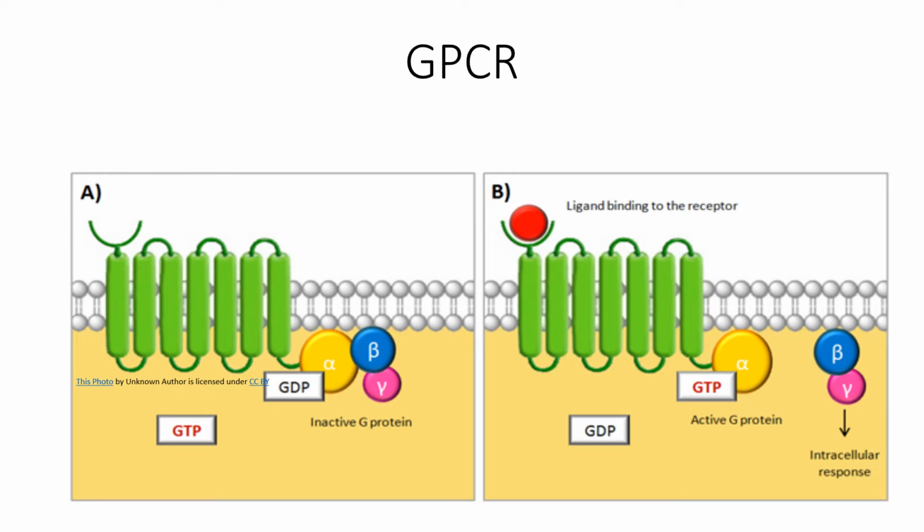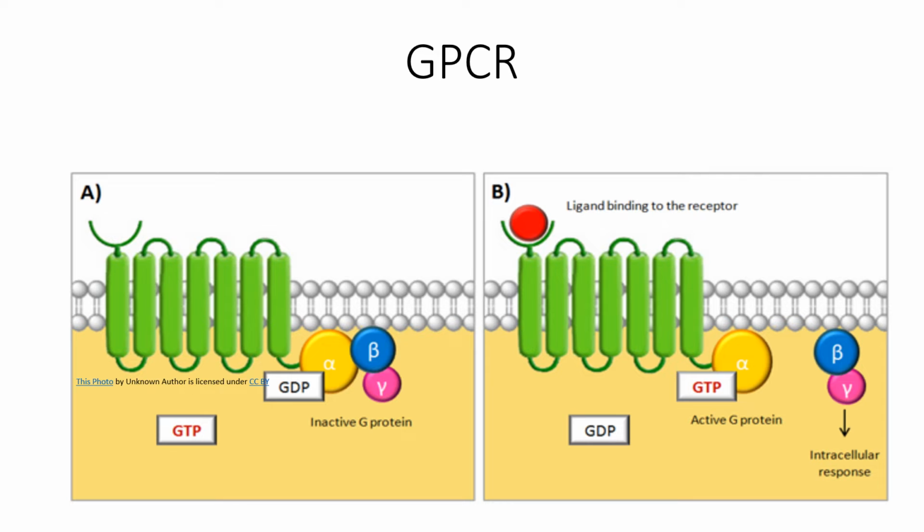And when GDP is bound with the alpha and there is no ligand on the cell surface receptor, then alpha beta gamma is present in heterotrimeric form, and the serpentine receptor, the G protein coupled receptor, is not activated and is not able to do further cell responses. So for the cell response, we have to convert GDP into GTP. After that, what happens?